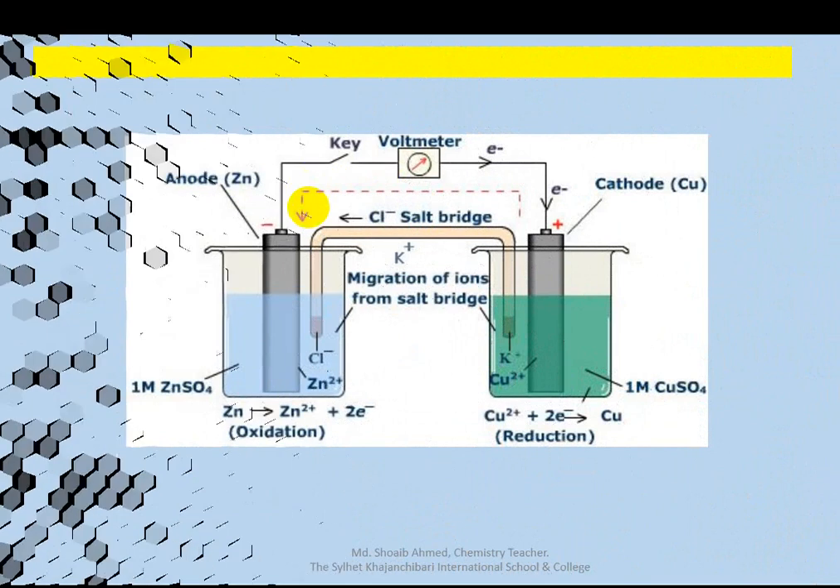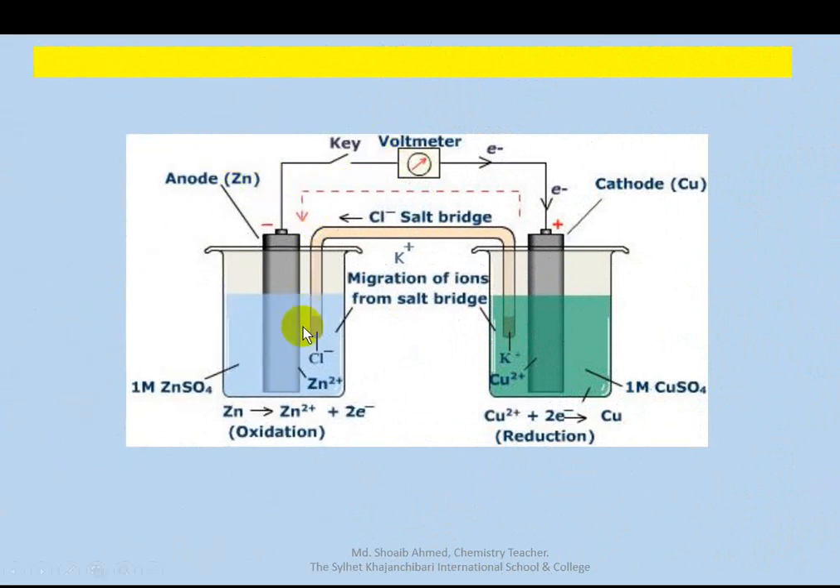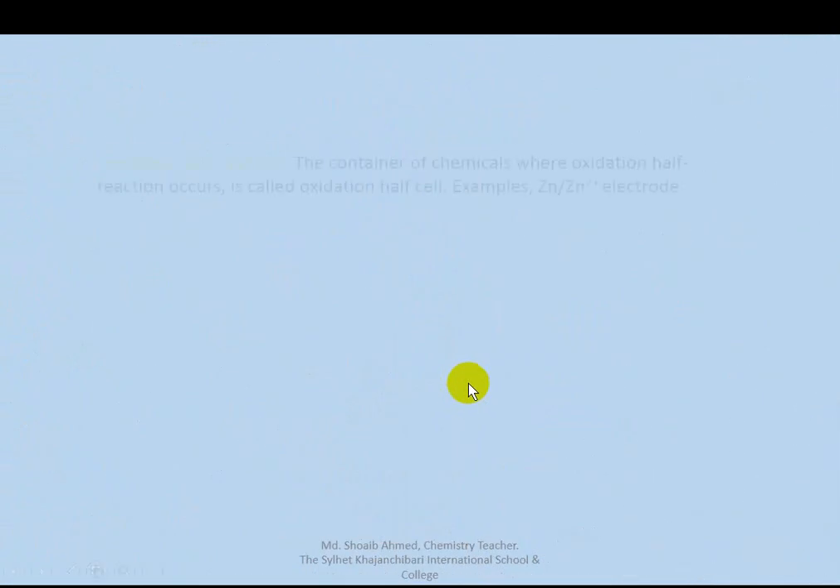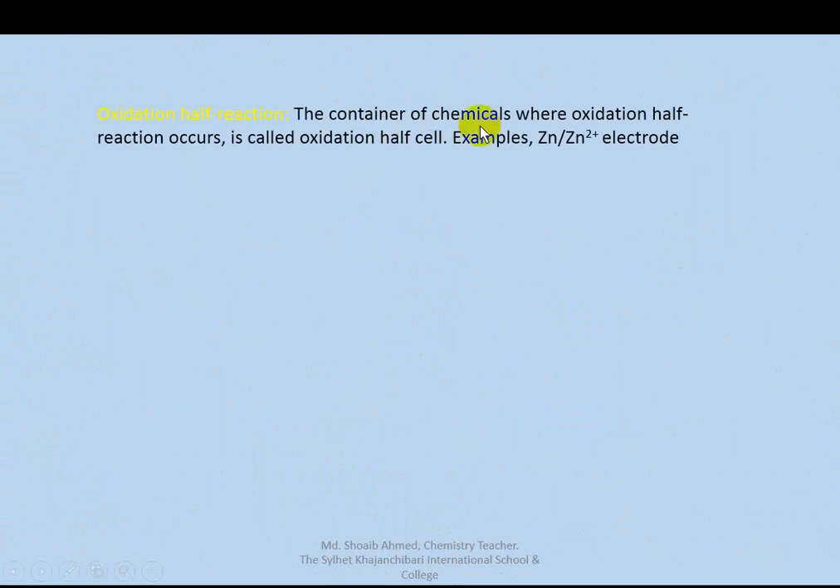Okay, good, thank you. Look, this is the anode, this is the container. In this container, oxidation reaction occurs. In this container, reduction reaction occurs. Gain of electrons is reduction, and loss of electrons is oxidation. The container of chemicals where the oxidation half reaction occurs is called the oxidation half cell. So the left-hand side of the galvanic cell is where the oxidation half reaction occurs.